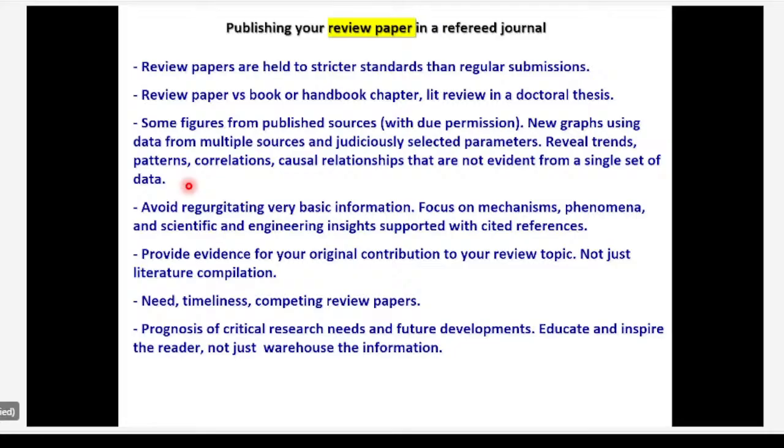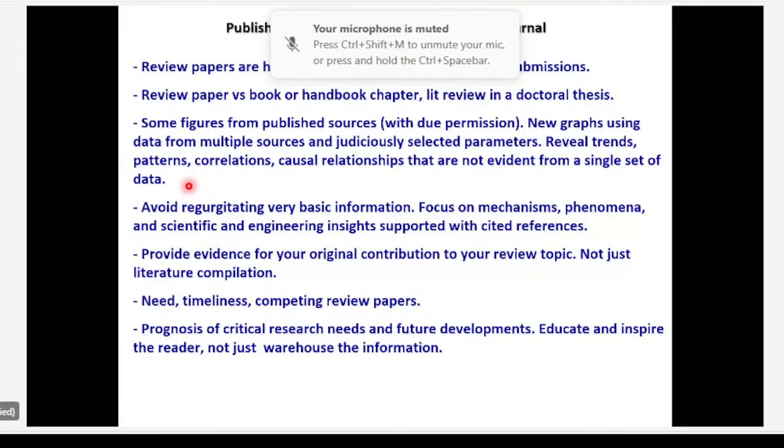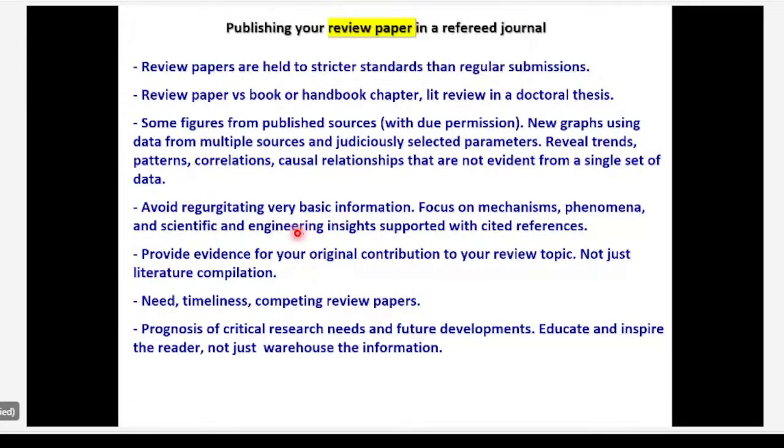I mean, you can use some figures. You have to use figures from the literature sources. But in addition to those, you must be able to create graphs where you are compiling data from many sources, and not just compiling, you are putting them in a way that you can show some patterns and trends. That's what we look for in a review. Also, you want to avoid repeating or regurgitating a lot of basic textbook information in a review paper because your paper will be read by professionals, not just the students. So it should have a higher level.